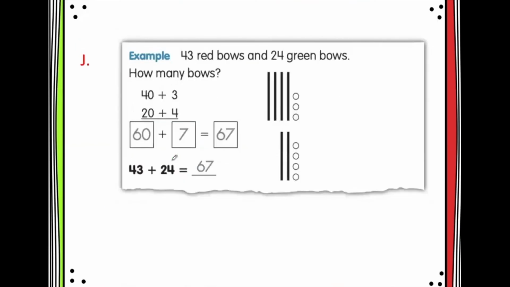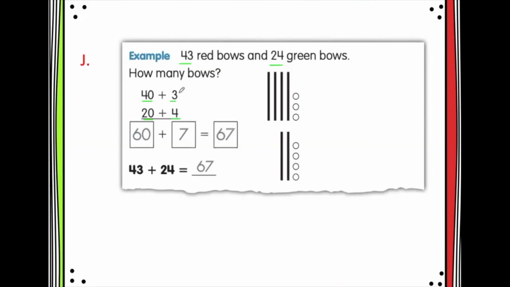In our next example, we see that there's a problem that says 43 red bows and 24 green bows. How many bows? So once again, they've drawn a diagram or an example of pictures for us. 10, 20, 30, 40, 41, 42, 43, and 24. 10, 20, 21, 22, 23, 24. Instead of using the words tens and ones, they've just used the digits this time. They broke 43 into 40 plus 3, and 24 is broken into 20 and 4.